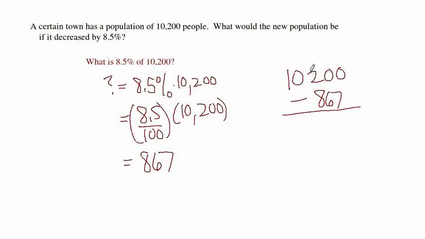So we'll have to do some carries. Okay, so 10 minus 7 is 3, 9 minus 6 is 3. We have to do some more carries. All right, so 11 minus 8 is 3, and then 9 minus 0 is 9. So the answer to the original question is 9,333.